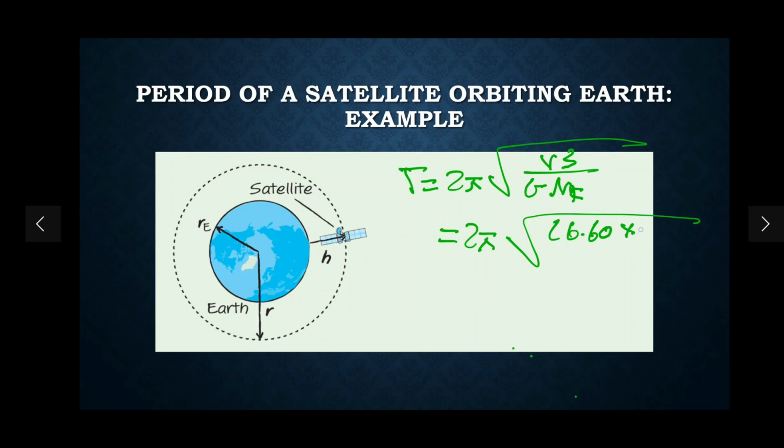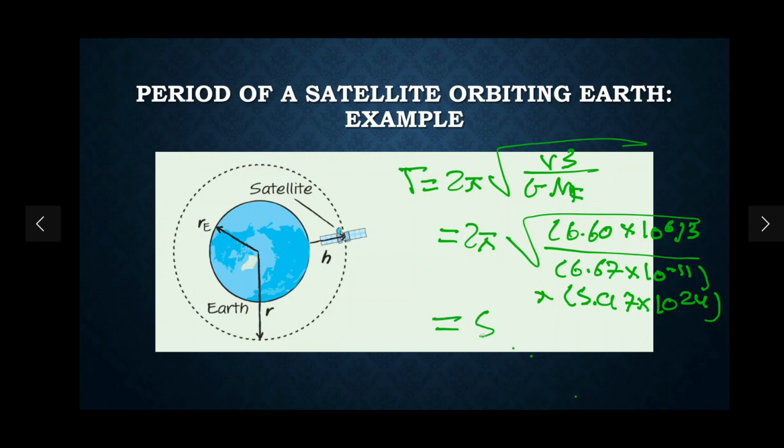the square root of (6.60 times 10 to the power of 6) cubed over 6.67 times 10 to the power of negative 11 times 5.97 times 10 to the power of 24. That gives us 5.34 times 10 to the power of 3 seconds, which is approximately 1.5 hours.